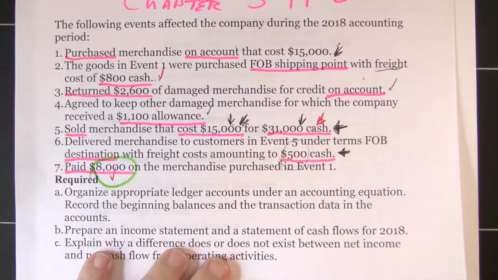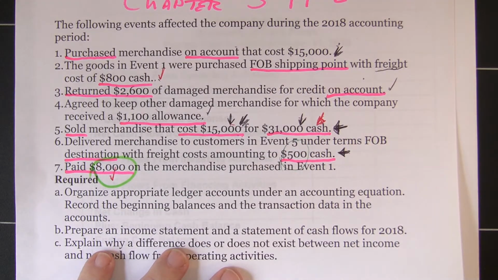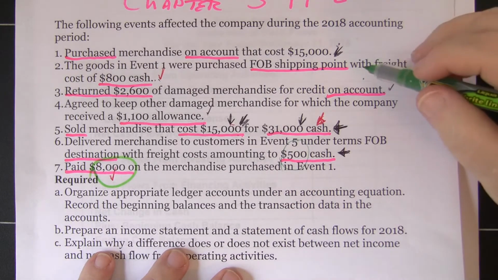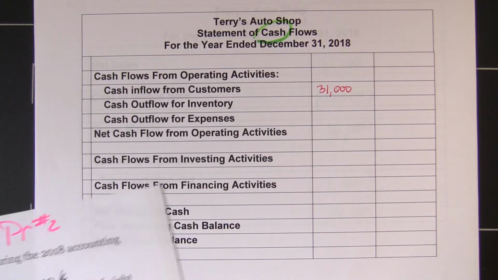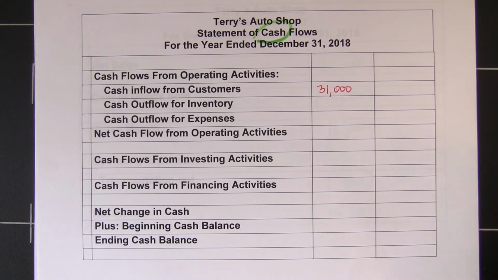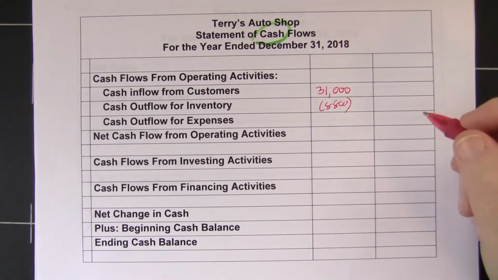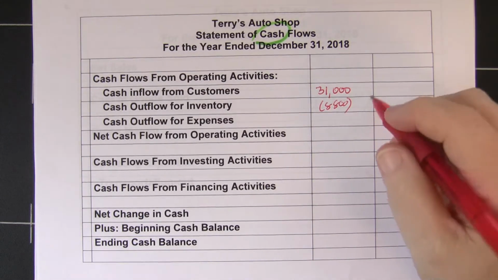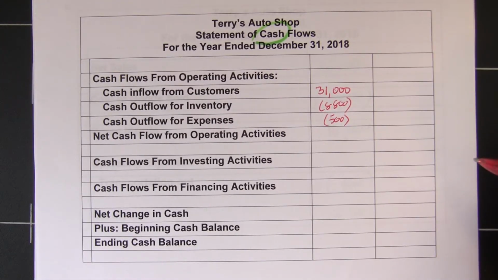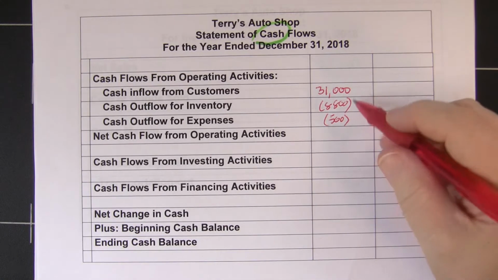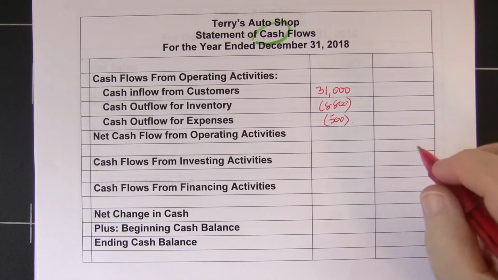We paid $8,000, so the amount we purchased doesn't matter. Statement of cash flows, just what we paid. We paid the $8,000, and we paid $800. So the cash out for inventory is the $8,000 and the $800. And the cash outflow for expenses, that was the $500 that we sent out. So our total cash flows from operating activities is 31 minus 8 minus 0.8 minus 0.5, and that comes to 21,700.